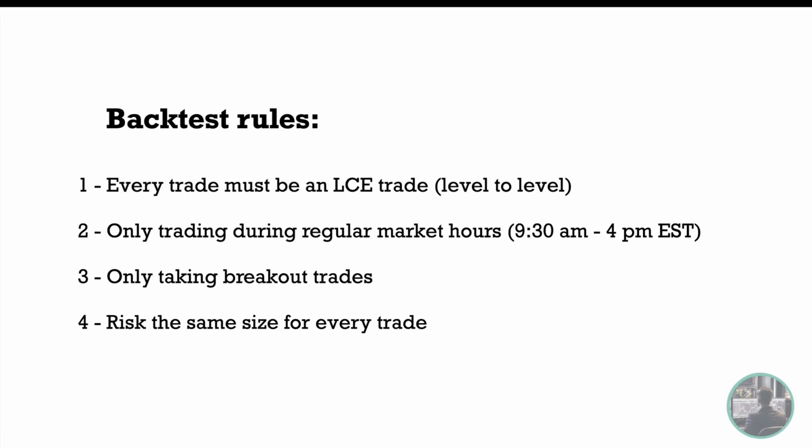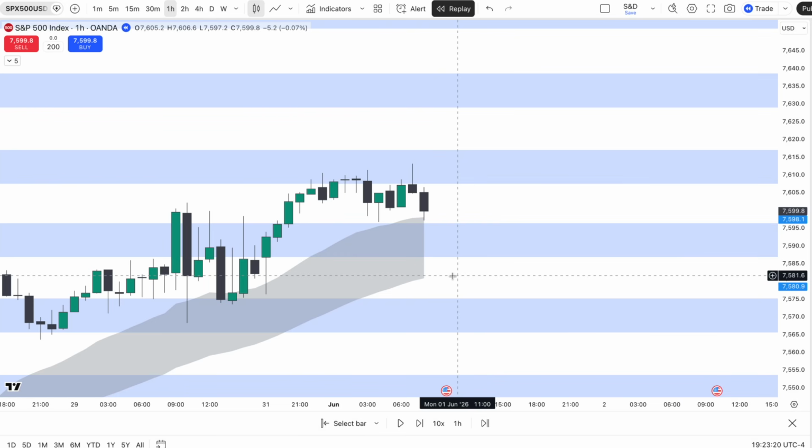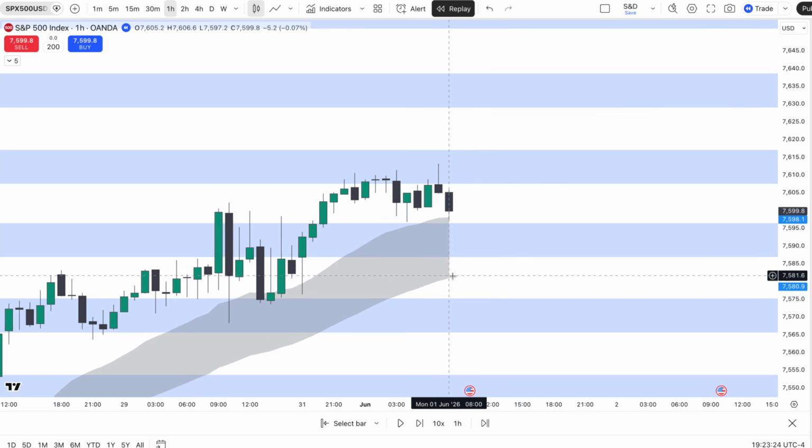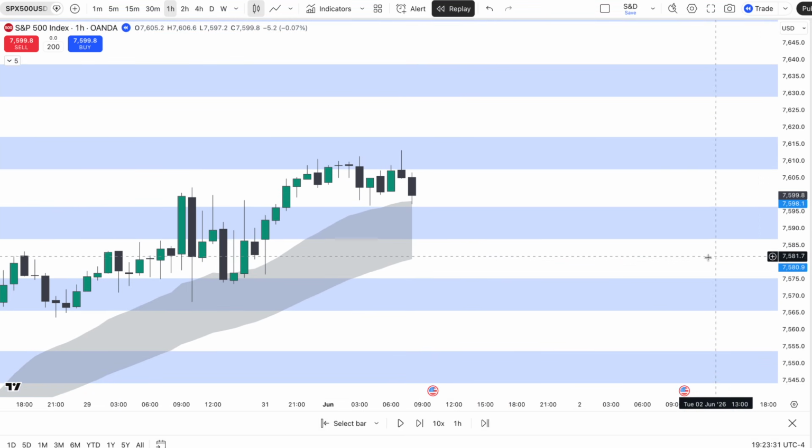Now, the most recent week was June 1st to June 5th, and we're on ES futures, of course. Let's start with Monday. We're going to start with the 1 hour time frame as usual, because that's where we assess the overall market direction. And we want to pay close attention to how the 1 hour cloud is positioned, because that'll tell us exactly how to trade and how not to trade.